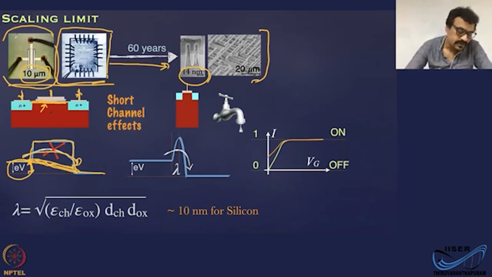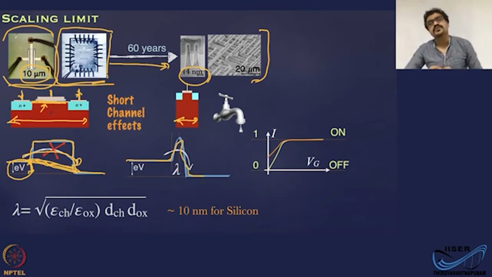Now, in the process of reducing the channel dimension, what you are effectively doing is you are also reducing the distance between the source and the drain. So you are making the whole structure really thin. Okay. Now, when you do that, you are also going to reduce the width of the barrier as shown here. This is just a cartoon, just to visualize what is happening.